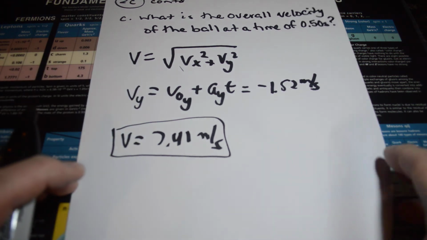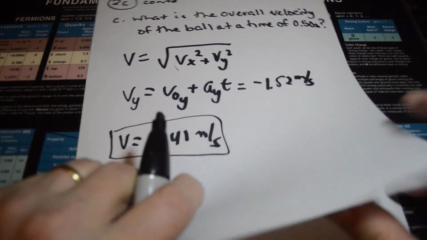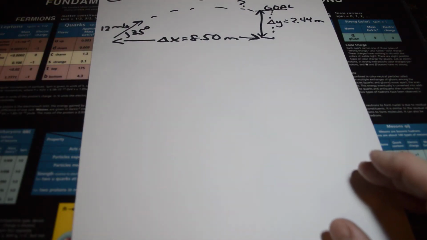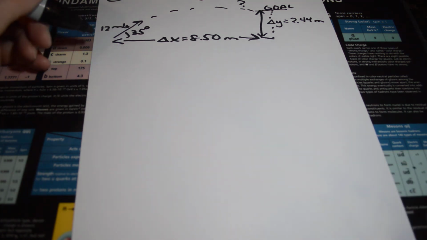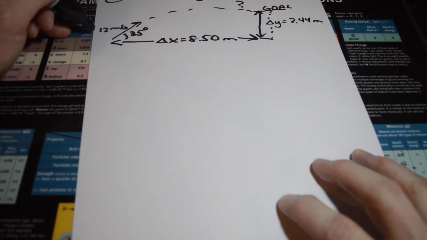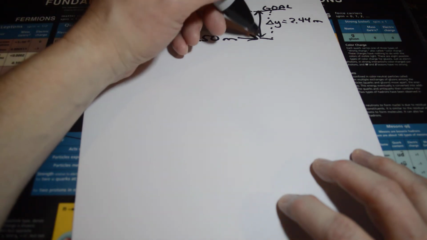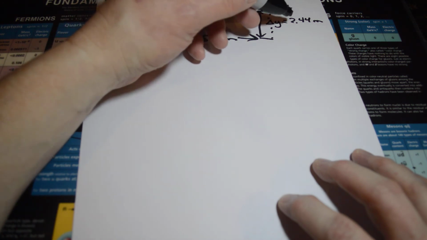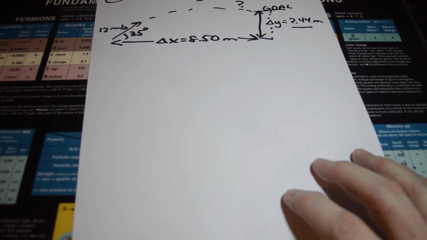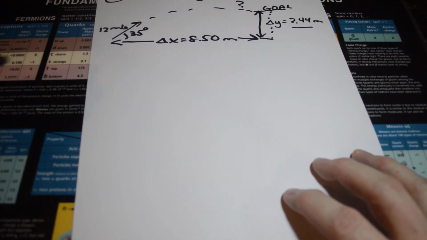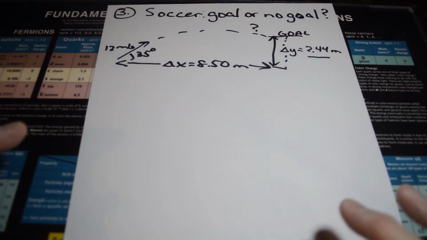I hope you can go back through, stop the video, and prove to yourself that those are the answers that you're going to get. And then the last question that I have for you is to see if we can figure out whether this thing is going to make the goal. This soccer ball is hit at 12 meters per second at 35 degrees, and you're hitting it to a goal. A normal soccer goal is 2.44 meters. That's the height, and it's 8.5 meters away. And the question is, do you think it could possibly be good or not? And so I'm going to give you some ideas of whether or not that makes sense.